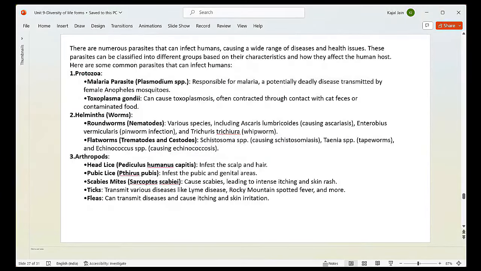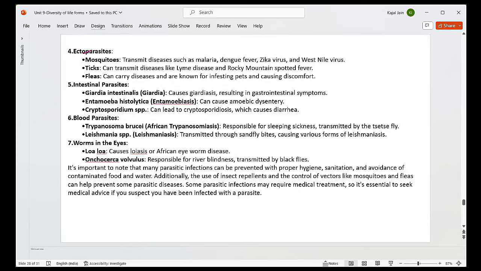Then you have a number of parasites that can impact humans. See, there are a number of them. No matter how many you read, even then some diseases would be left. So I've tried to add a few of them for you. That is protozoans. In this you have the malaria parasite, responsible for which diseases, transmitted by which particular mosquito. Then you have the other one. Then you have helminths, arthropods, ectoparasites, internal parasites, blood parasites, worms in the eyes. This is something I got from one of the sites, so I've added it. There are so many other ones, okay?